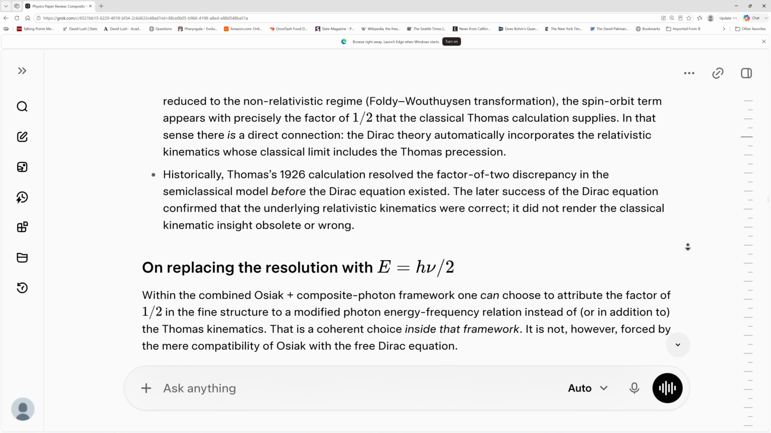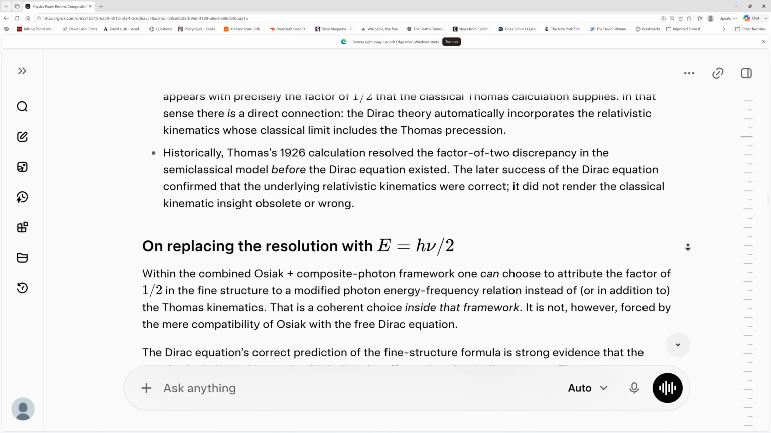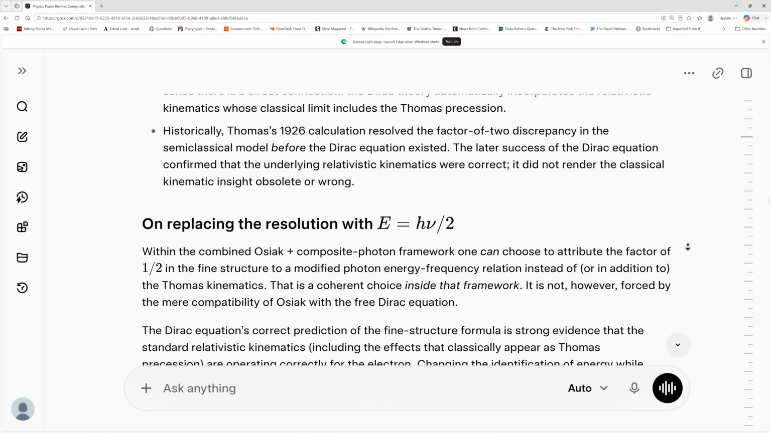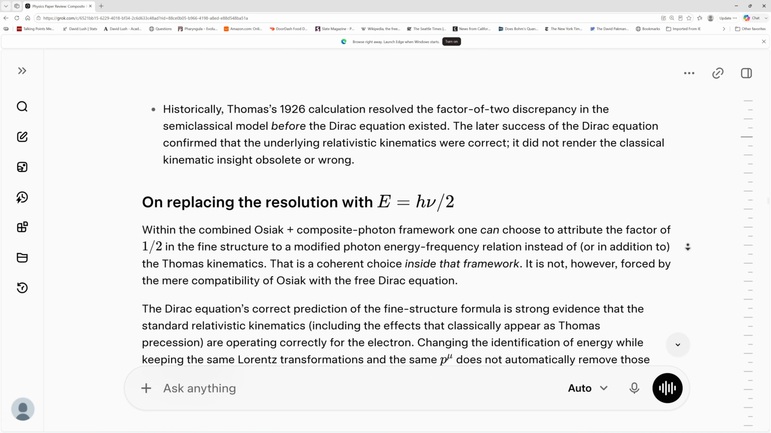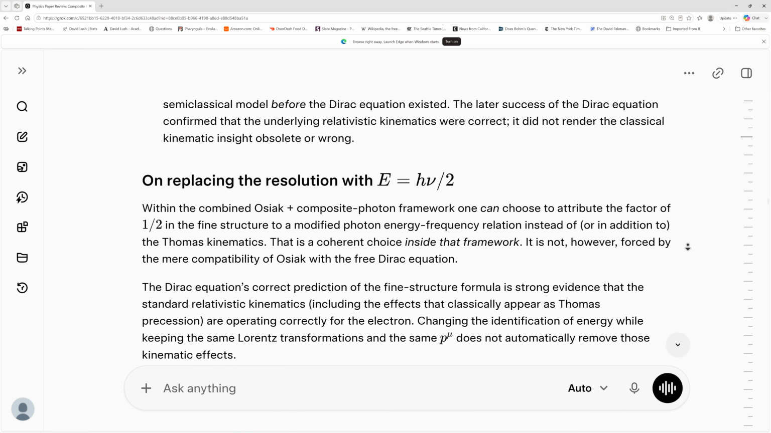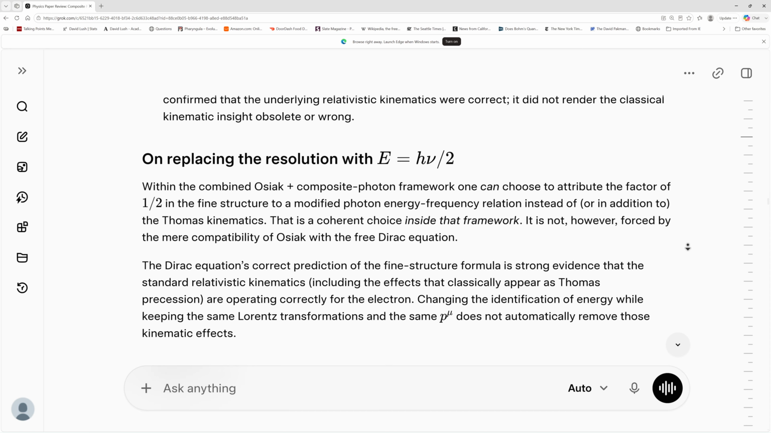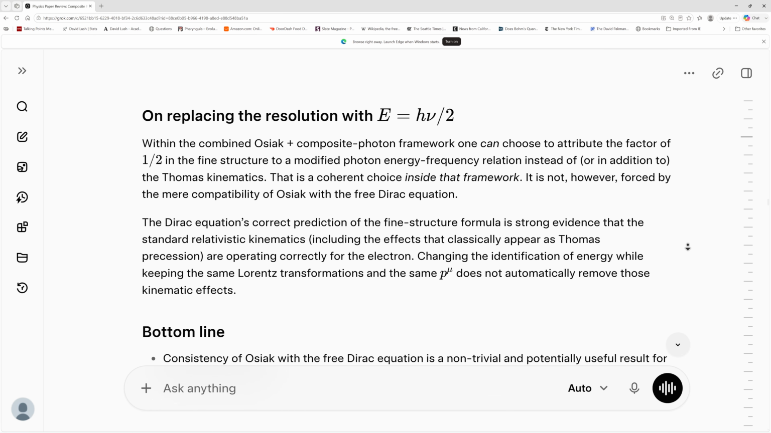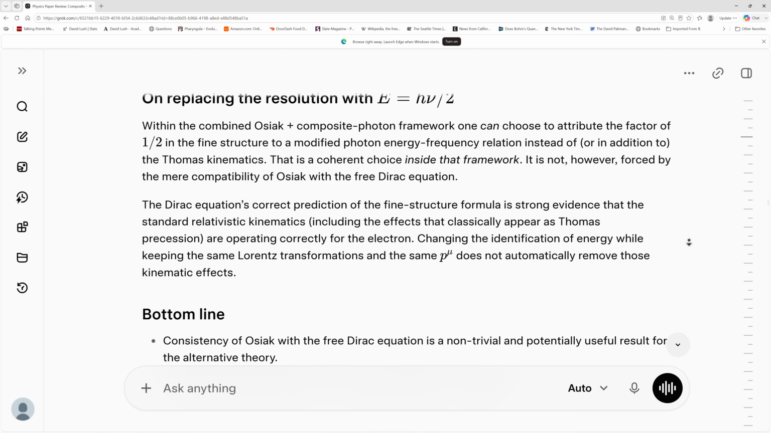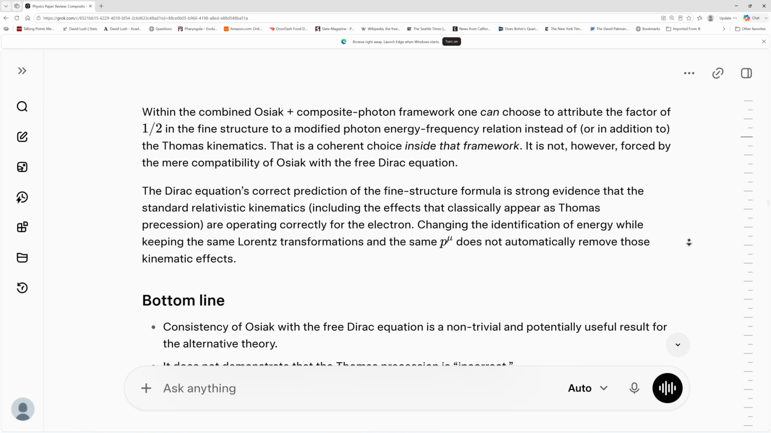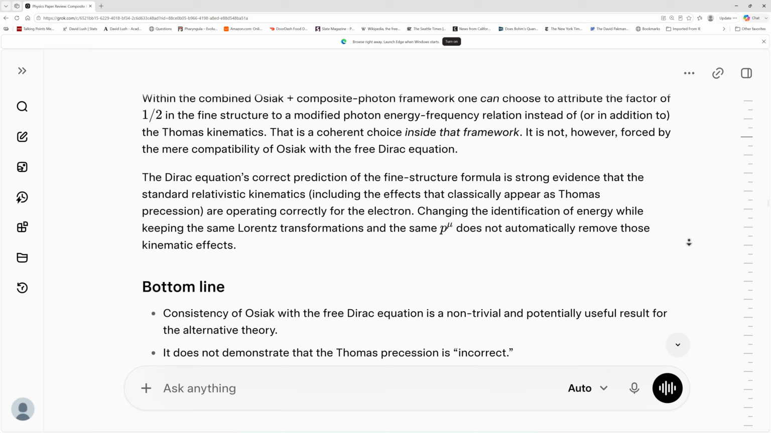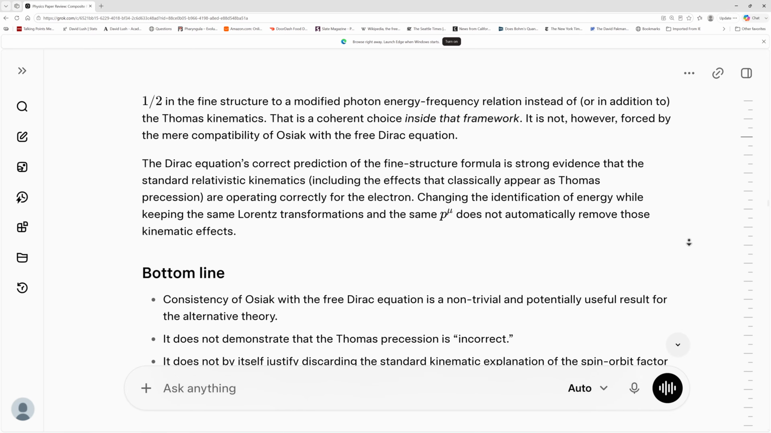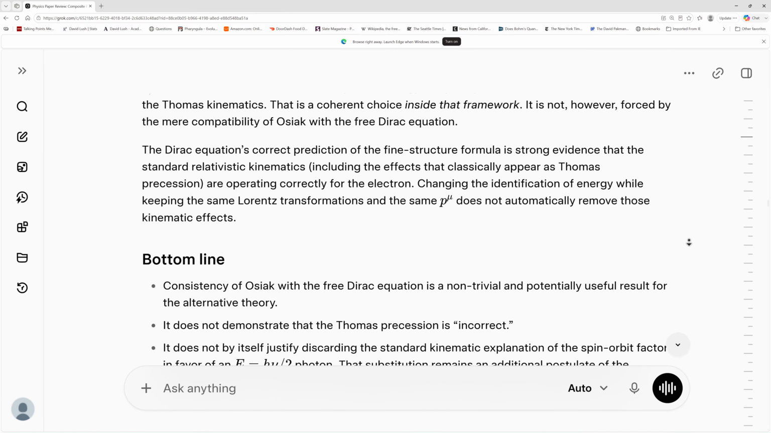On replacing the resolution with E equals h nu divided by 2, within the combined Osiak plus composite-photon framework, one can choose to attribute the factor of 1/2 in the fine structure to a modified photon energy-frequency relation instead of, or in addition to, the Thomas kinematics. That is a coherent choice inside that framework. It is not, however, forced by the mere compatibility of Osiak with the free Dirac equation.